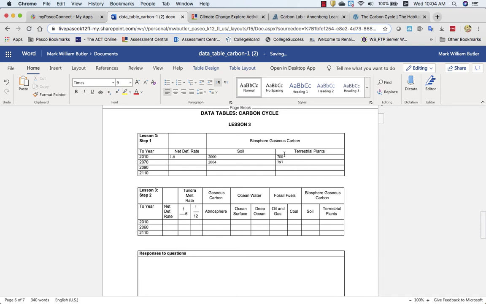Okay, what's happening to the carbon that is in what we call the biosphere, the soil and the terrestrial plants? And then that's still 1.6. This is going to be 1.6, and this is going to be 1.6. Okay, so you're going to record those values there.